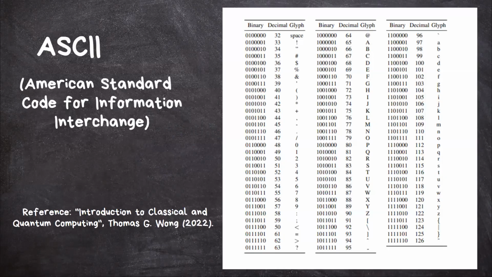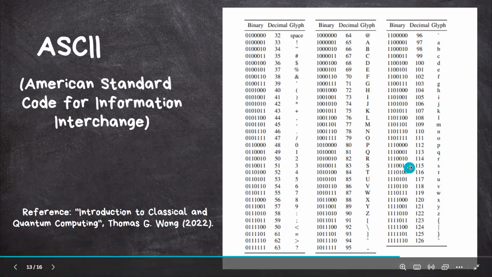I hope that you've heard of ASCII. It's an abbreviation of American Standard Code for Information Interchange, right? And this is basically a table. I've taken this image from this book here, Introduction to Classical and Quantum Computing by Thomas G. Wong. It's an excellent book.